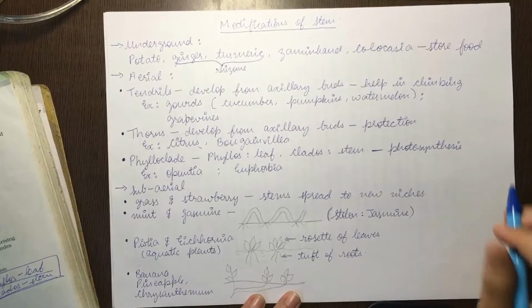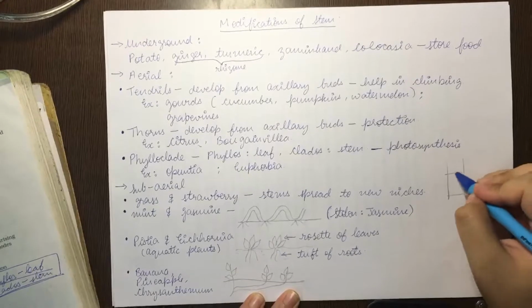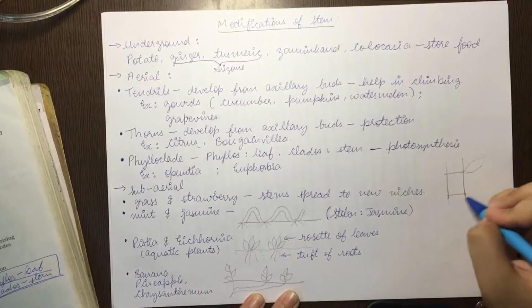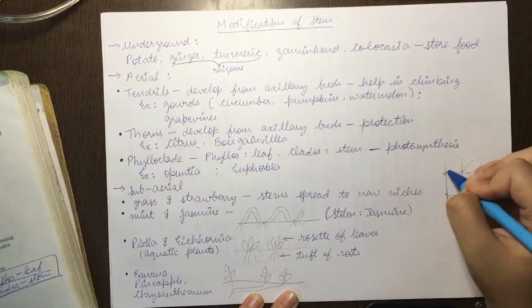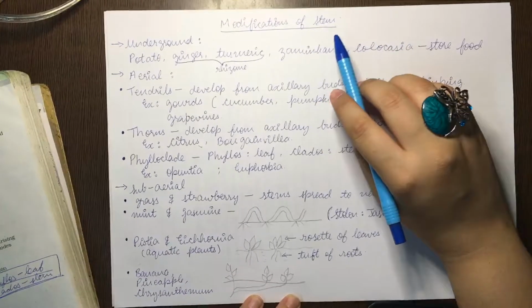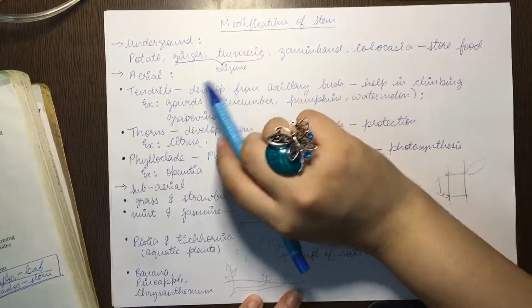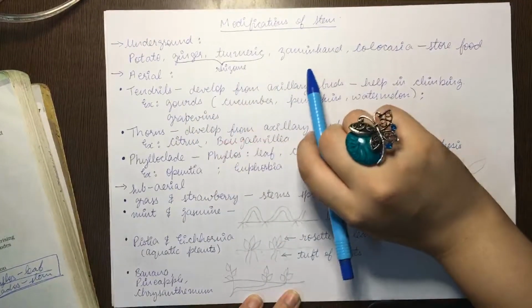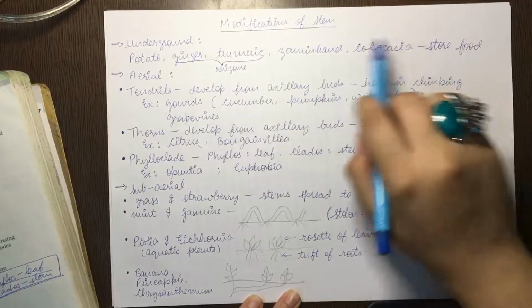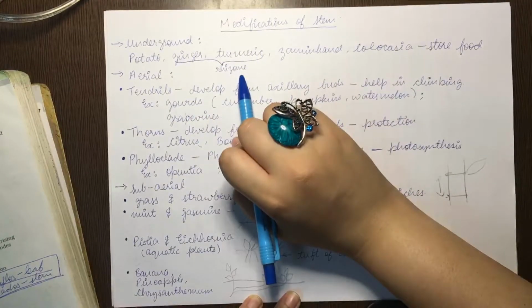We move on to the stem. For the introduction, this is all. This is the node from where the leaf arises, and distance between two nodes, this is the internode. Now modifications of stem, this is very important. For the underground modification, we have potato, ginger, turmeric, zameenkand, and colocasia. All these store food, and this is important, ginger and turmeric are rhizomes.